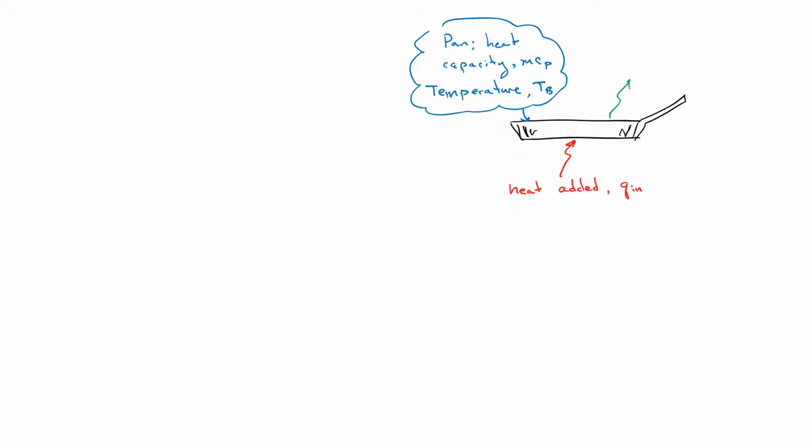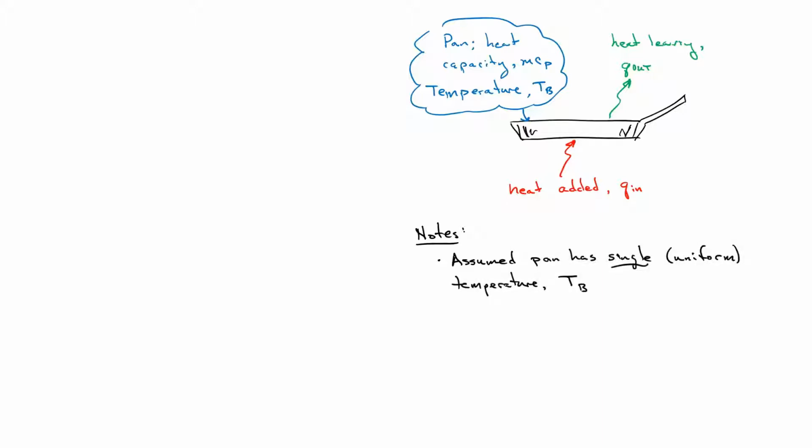The pan will also radiate heat out to the environment. So there will be heat leaving the pan, and that I will call Q out. Now before I throw some equations around, let's make a few observations about this. This one's really important. We've assumed that the pan has a single temperature T_B. So there are no temperature variations across the pan. Every point in that pan has the same temperature.